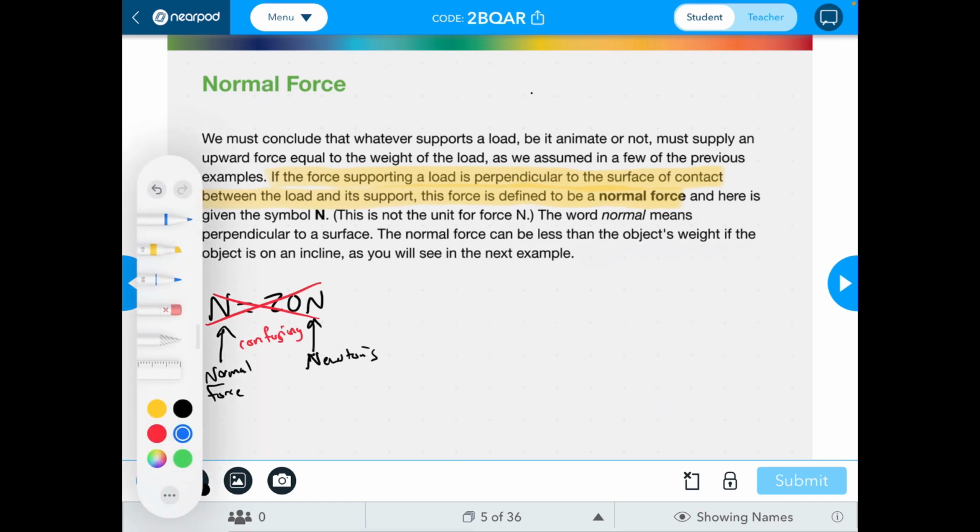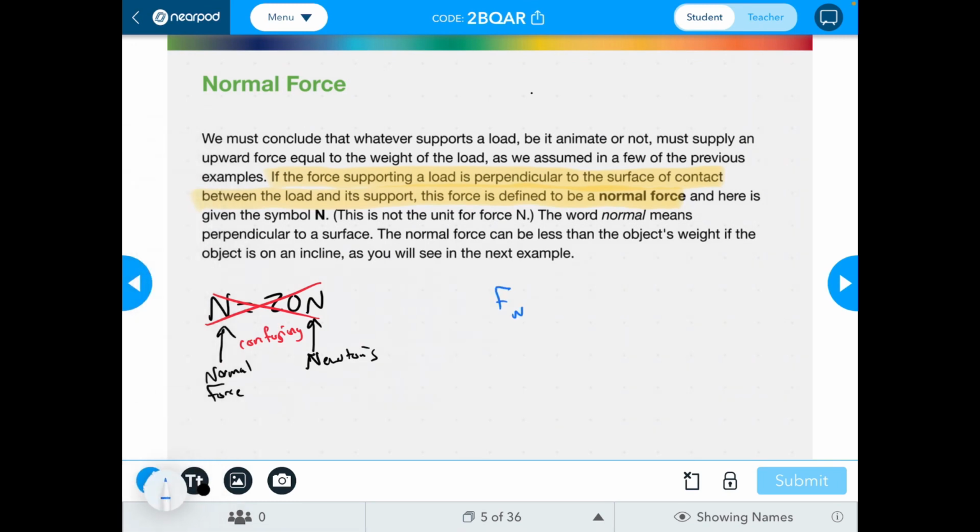So instead, what we're going to do is we are going to use Fn for our normal force, as we've mentioned before. That way it can be equal to 20 newtons, and that's not confusing at all, because this one is our unit. Now, it does say on here that the normal force can be less than an object's weight if the object is on an incline, as I mentioned before, and we'll see that on our next example.